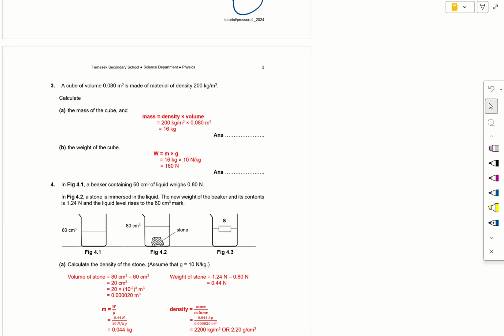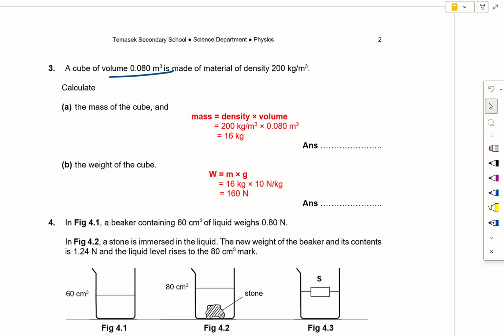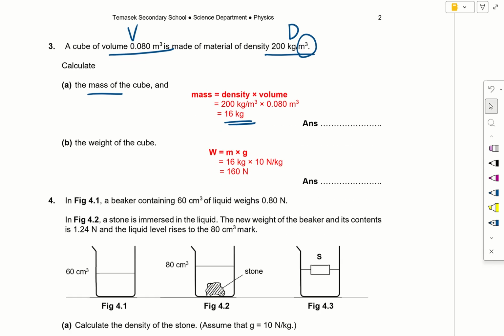Okay, question 3. A cube of volume 0.080 meter cube, in SI unit, is made of material of density 200 kg per meter cube. So we see that the units tally. Calculate the mass. You just substitute in, you get 16 kg. There's no tricks about the unit. No need to convert anything.